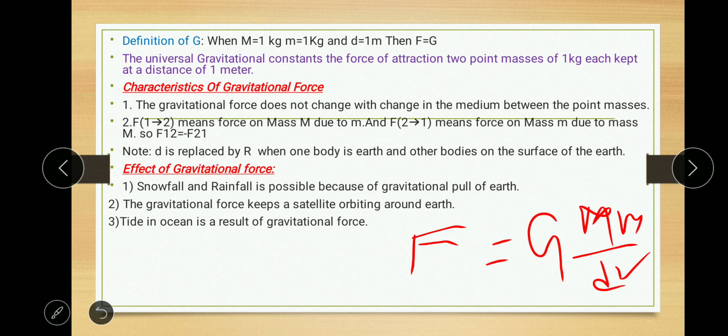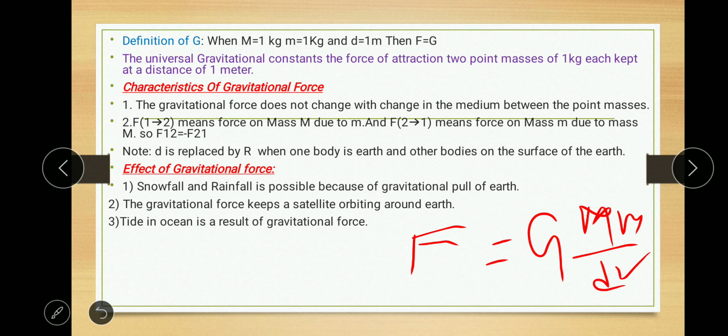If you want a good idea of Newton's laws of motion, I have already published a video on motion and Newton's laws of motion. You should watch this video to clear the idea. So this is Newton's third law. F12 equals minus F21. Every action has an equal and opposite reaction. This is Newton's third law, right?